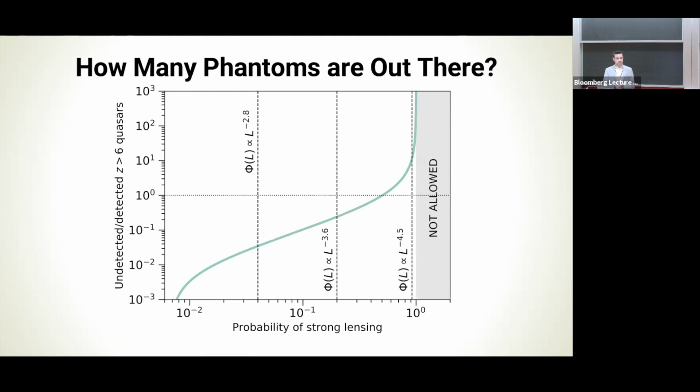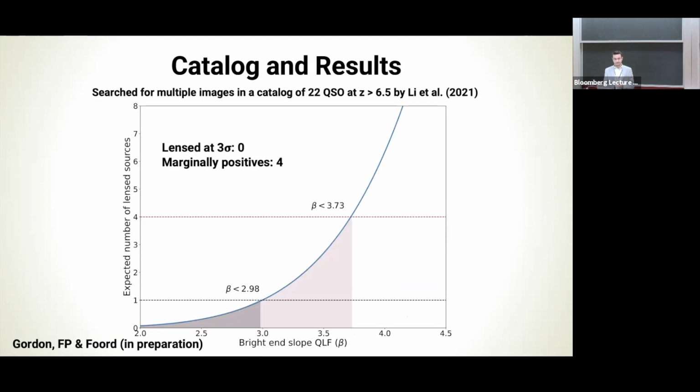So the question is, how many phantom quasars are out there? We try to answer this question with this plot. This is a probability on the x-axis. So you mentioned that you searched for this lens system, out of 22 quasars. Where are these 22 from?